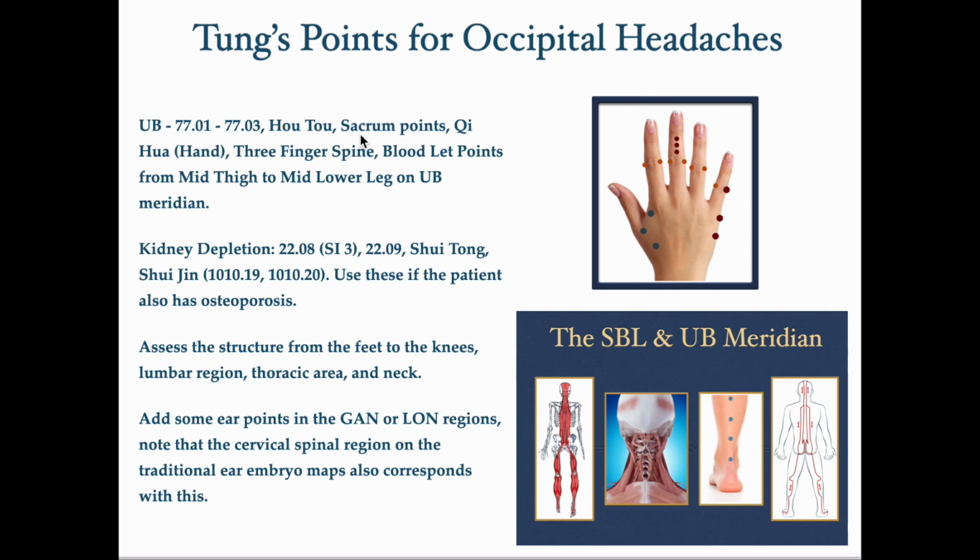Some of the other points that are used in the Tung system are on the sacrum, and you can needle directly under the spinous process of the sacral area, or you can needle on the sacrum over the openings where the nerves come out. So sacral points can also be used for treating the occipital headaches as well.